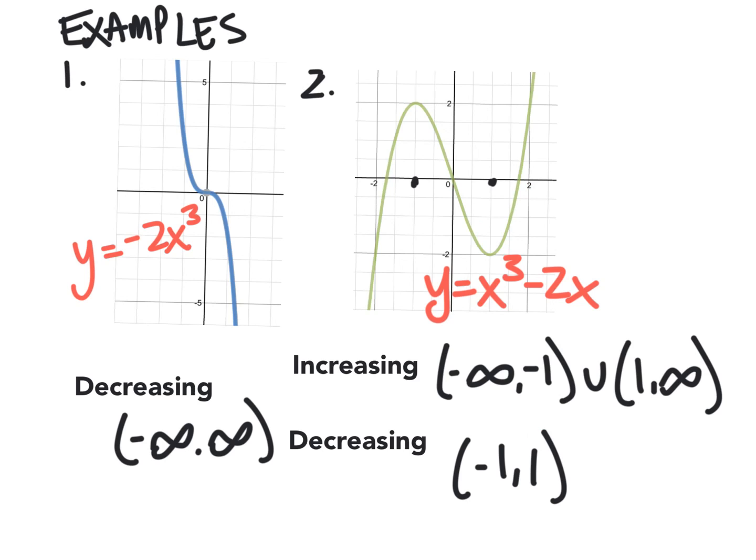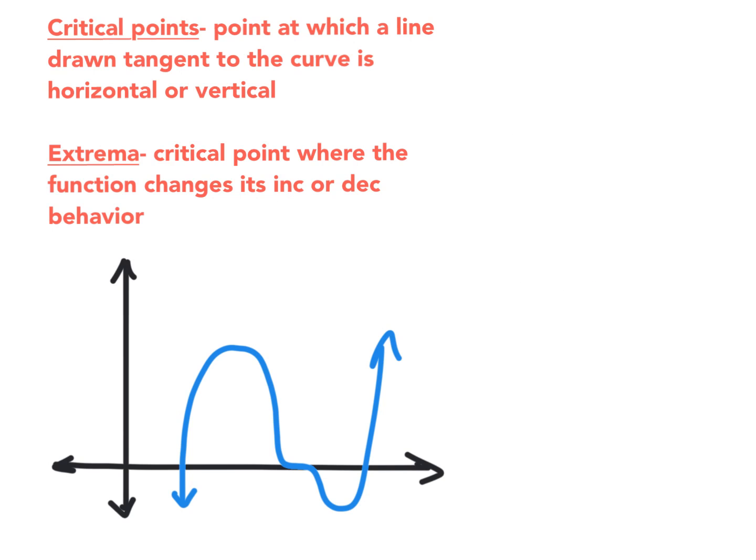Now looking a little closer at these points, like right there and here, even though this one didn't change from increasing to decreasing, each of these points has a name, and they all fall under critical points. What are critical points? They're points at which a line drawn tangent to the curve is horizontal or vertical. If I took this point right here and drew a tangent to this blue curve, the tangent would be a horizontal line, so that makes it a critical point. We also have critical points here and here.